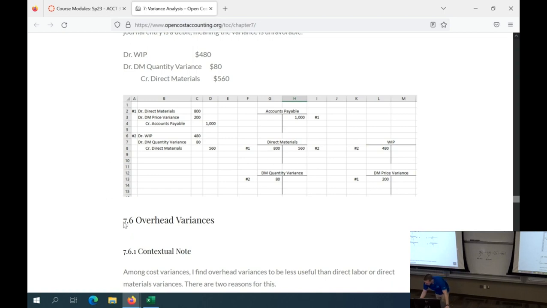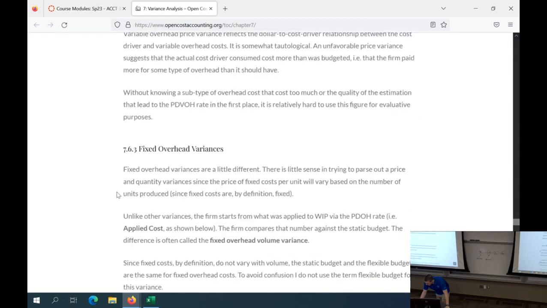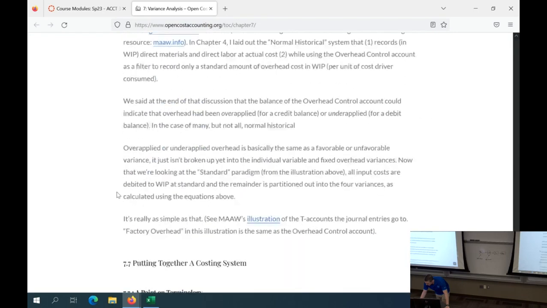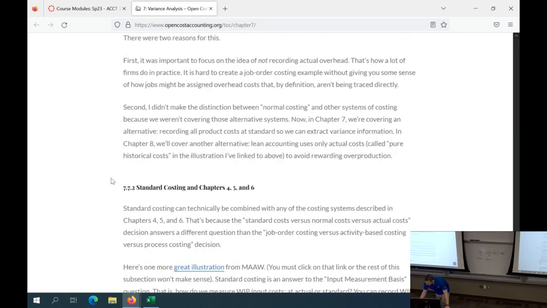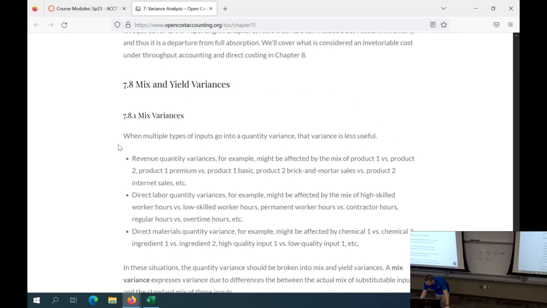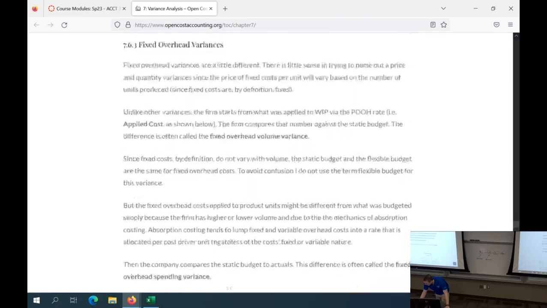Okay, and that's actually where we don't cover the overhead variances, or the next one, 7.7 I think is, 7.8 must be. Yeah, mix and yield variances. Those are for next week.